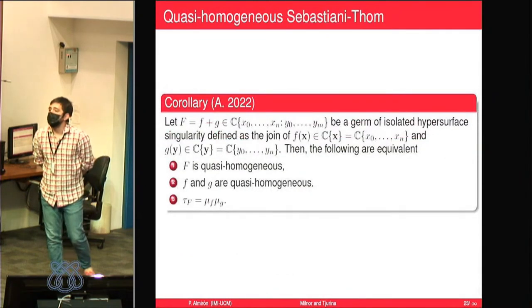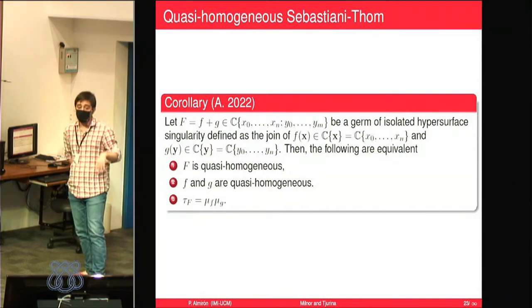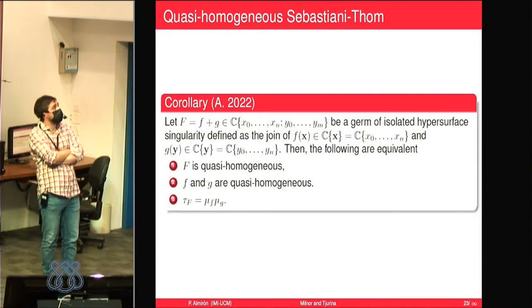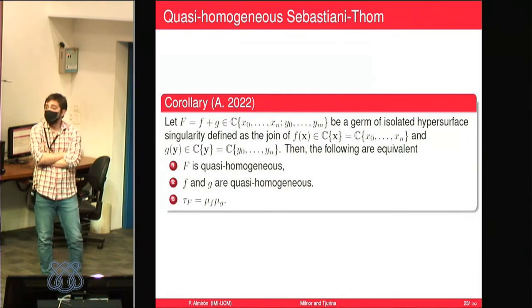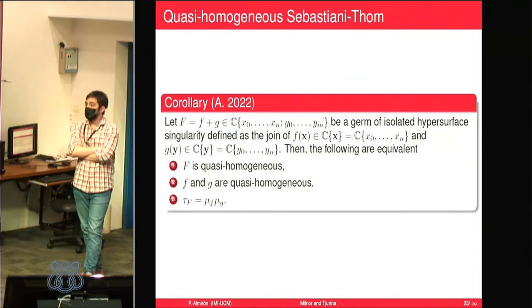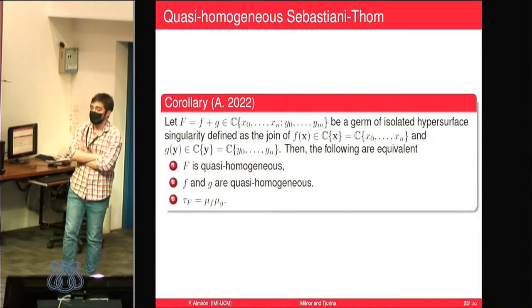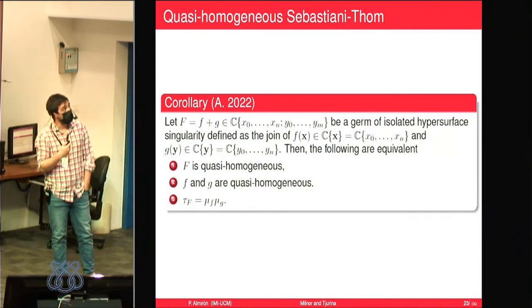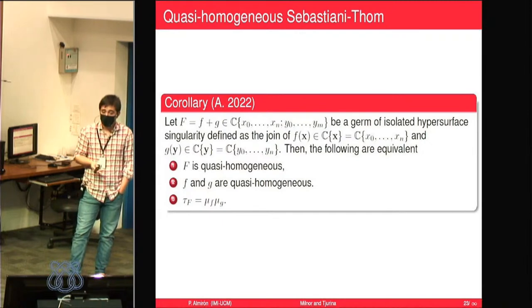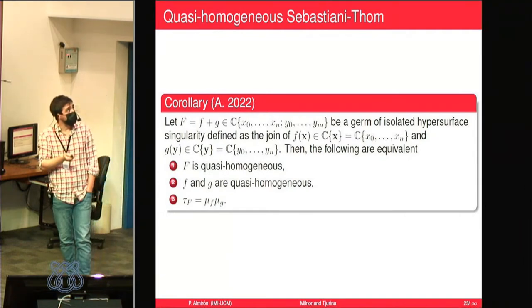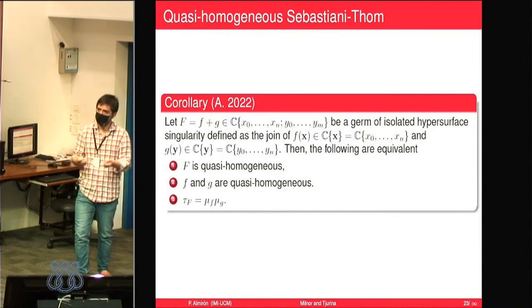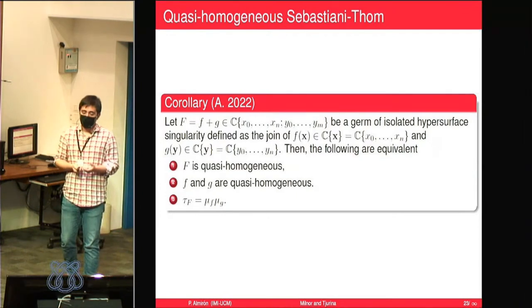Another interesting thing is quasi-homogeneous singularities arising as the join of singularities. Obviously, from our formula it is very easy to prove that the following are equivalent: the join is quasi-homogeneous if and only if each function is quasi-homogeneous, and if and only if the Tjurina number is equal to the Milnor number. Essentially, most of the equivalences are by Kyoji Saito's theorem, but you can also recover everything from the formulas. And for example, it's nice to see, just from the formulas, that you can only have a join that is quasi-homogeneous if you add two quasi-homogeneous things.